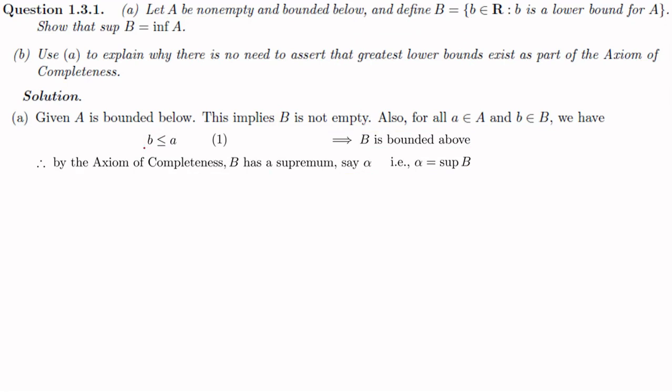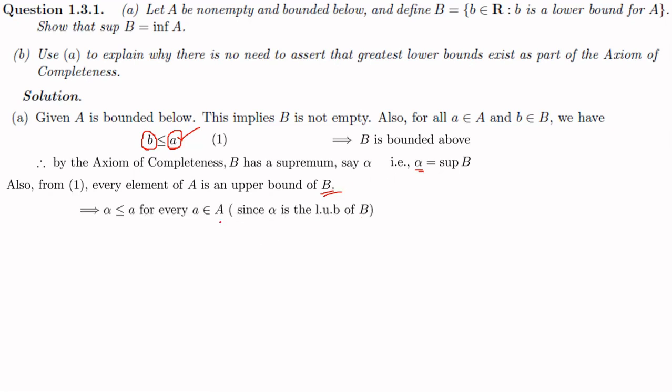From equation 1, we have every b in B is less than or equal to every a in A. This means that every a in A is an upper bound for the set B. So every element of A is an upper bound for B, and alpha is the least upper bound for B. So therefore we get alpha is less than or equal to a for every a in A, because every a in A is an upper bound and alpha is the least upper bound for the set B.